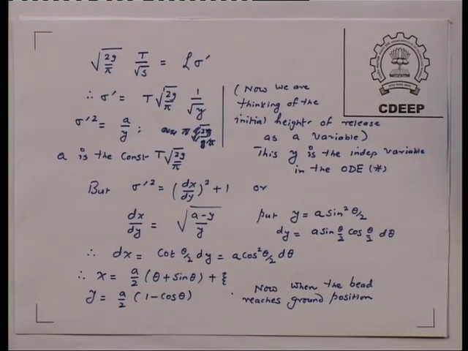But what is sigma prime squared? Dx by dy squared plus 1, arc length. So, that is what it is.